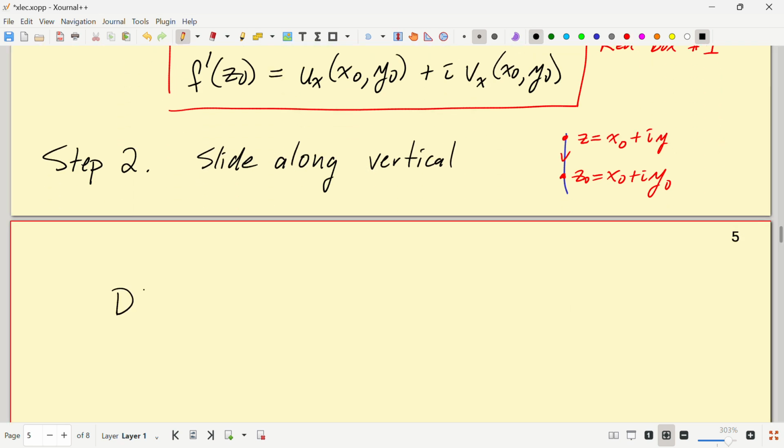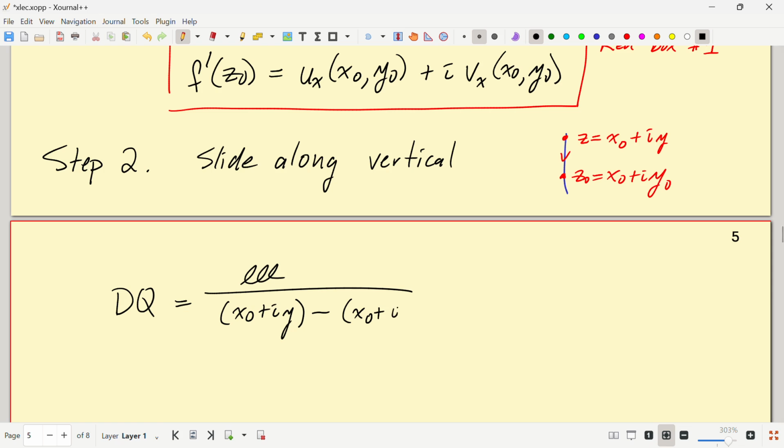My difference quotient would be stuff on the top. And on the bottom, I would have z would be x naught plus i y naught minus x naught plus i y naught, rather. Notice the x naughts cancel, and I get something on top. And on the bottom, it's going to be i times y minus y naught.